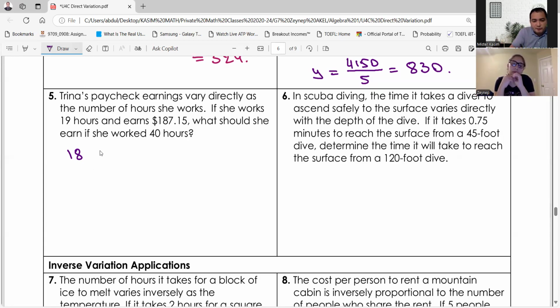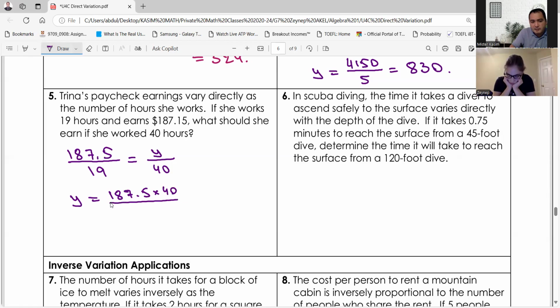Look, did you write this one first, Zainab? 187.5 divided by 19 number of hours, right? How much does he earn? She earned Y in 40 hours, right? Okay, move this 40 to the left-hand side. Then here we have Y is equal to 187.5 times 40 divided by 19.